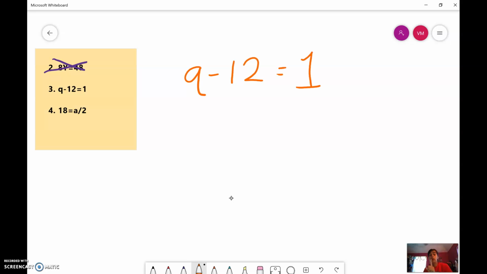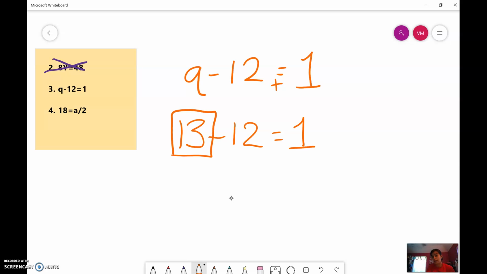If I have only 1 left over from that 12, the number at the beginning of the equation had to be greater or less than? You're like, oh, I only had 1 left, so I had a greater amount. For right now, no negative numbers. So the only one that could work is 13. 13 minus 12 equals 1, because 1 plus 12 equals 13, the original value. So for that one, q equals 13.